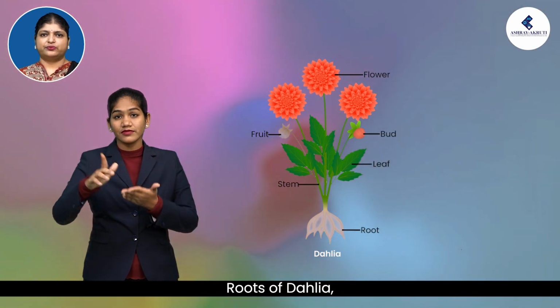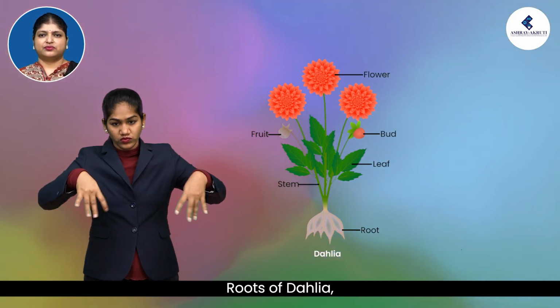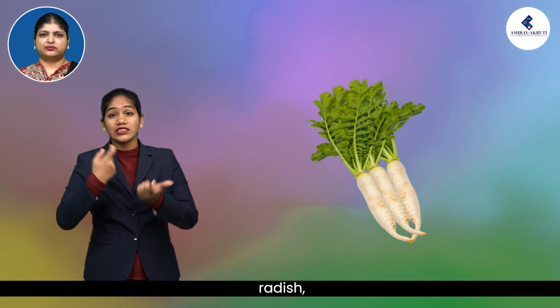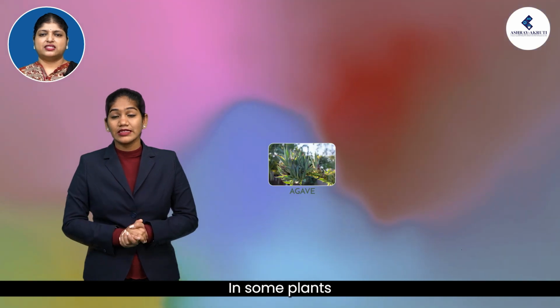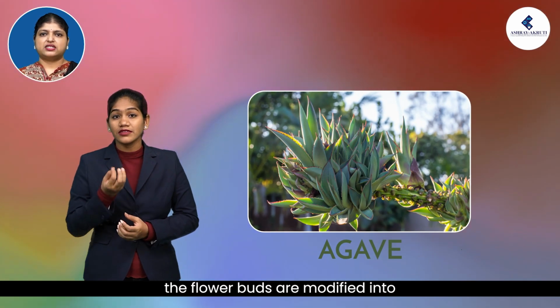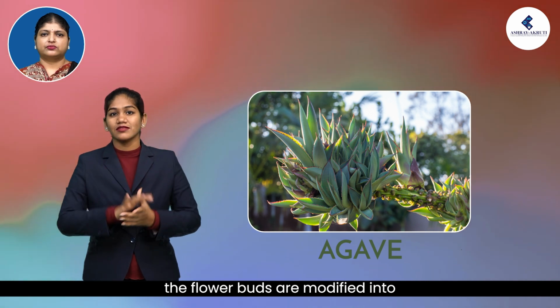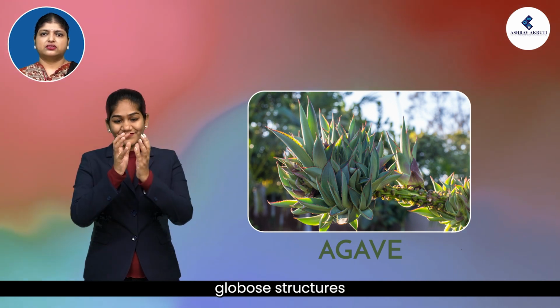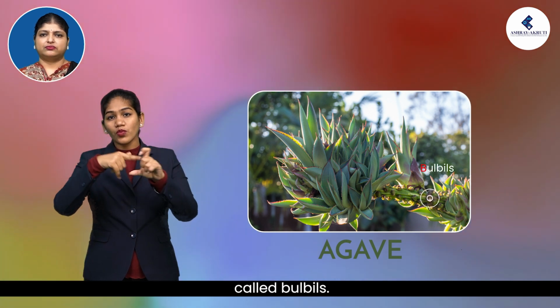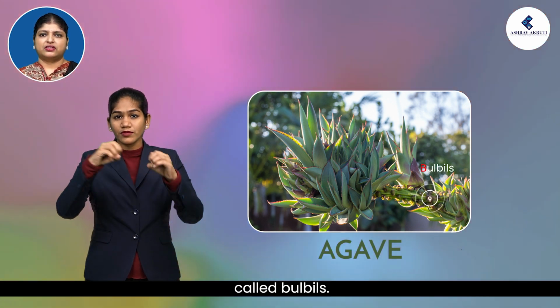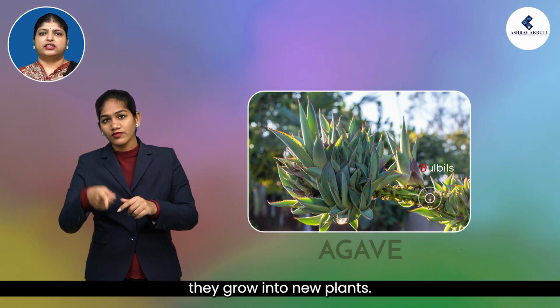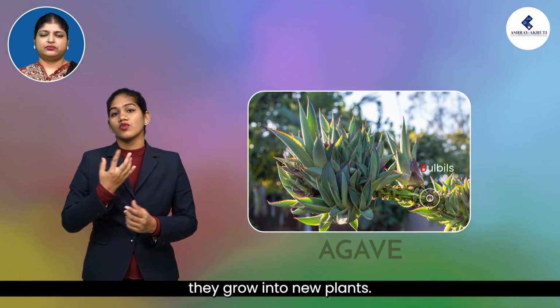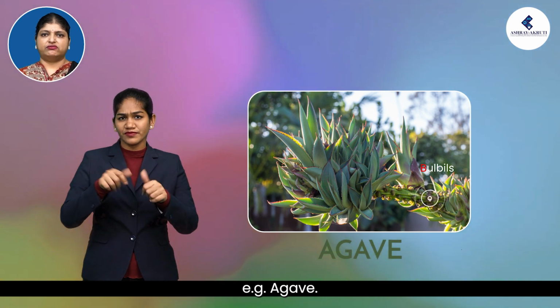Roots of dahlia, radish, carrot, etc. grow as new plants. In some plants, the flower buds are modified into globose structures called bulbils. When these fall on the ground, they grow into new plants. Example, agave.